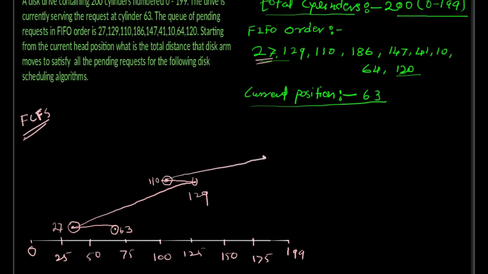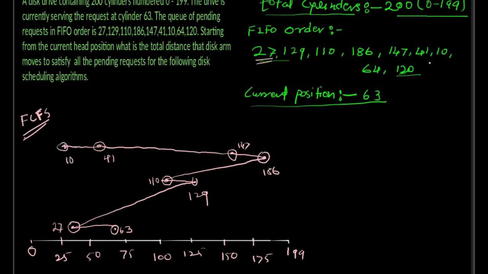So this is 186. From 186 we have to move to 147, so again a change in direction. This is 147. Now from 147 to 41 and from 41 to 10. From 147 the next request is 41, approximately here. This is 41. From 41 to 10, approximately somewhere here.